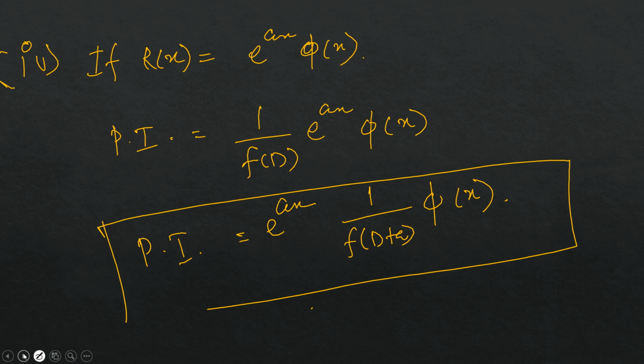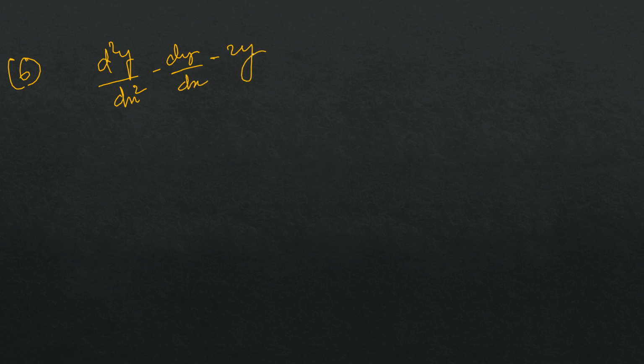Still numericals. What is the question number here? 7, I think, or 6, 6. D square y by dx square. You just calculate the particular integral. Okay, no need to calculate the complementary function like the first one we studied, because that is the easy part.